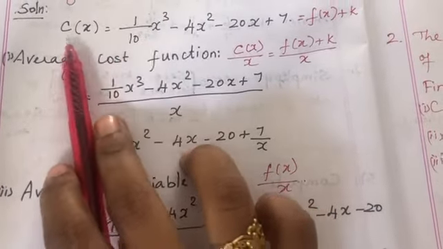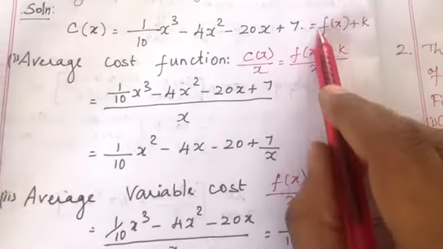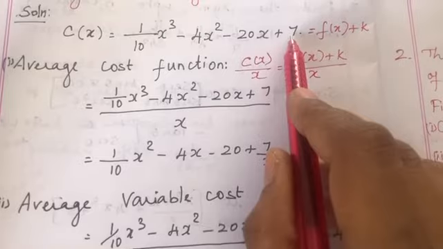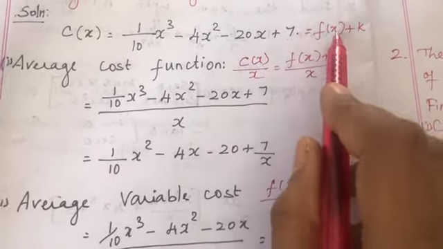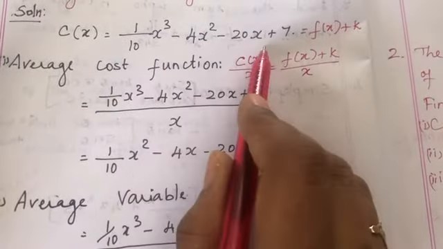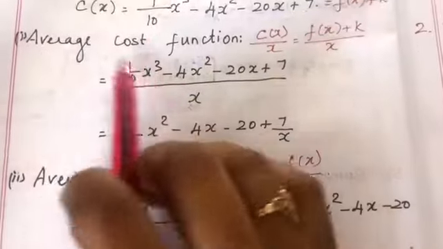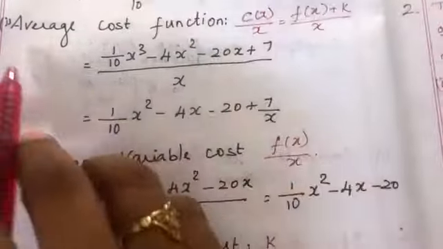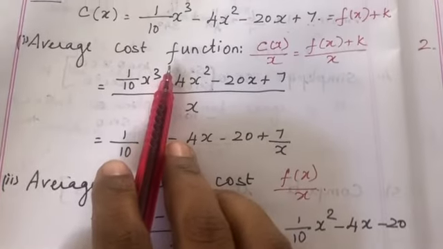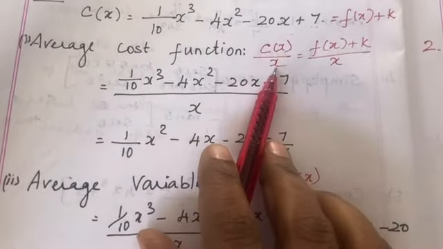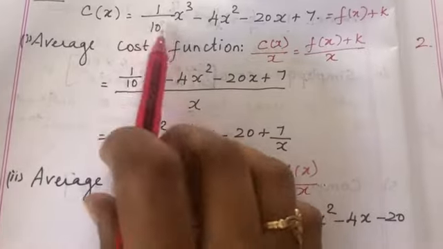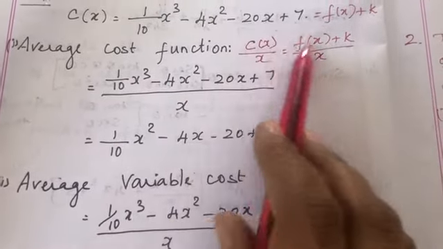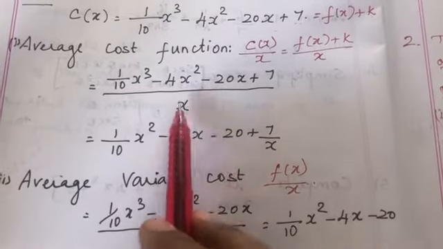The given cost is in the form f of x plus k. So, k is the constant. So, k is 7. F of x is this function. First, we have to find the average cost function. What is the formula for average cost function? That is C of x divided by x. What is C of x? 1 by 10 x cube minus 4x square minus 20x plus 7. That is our C of x divided by x.